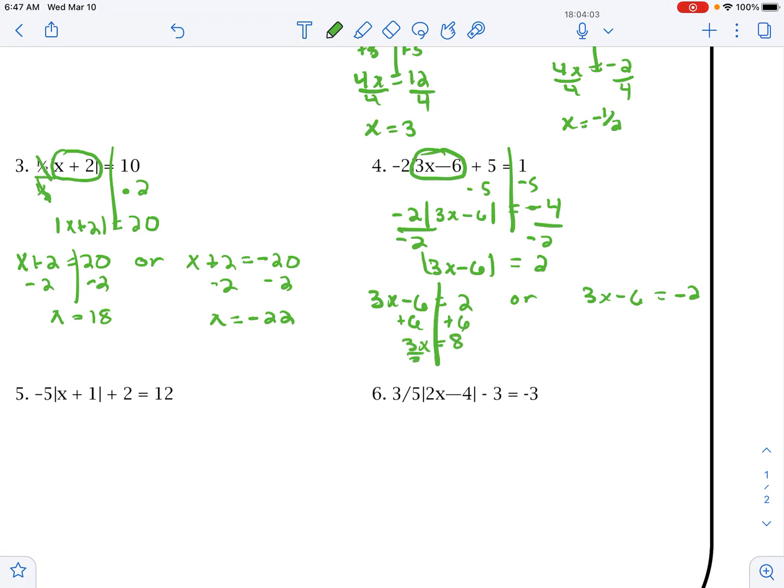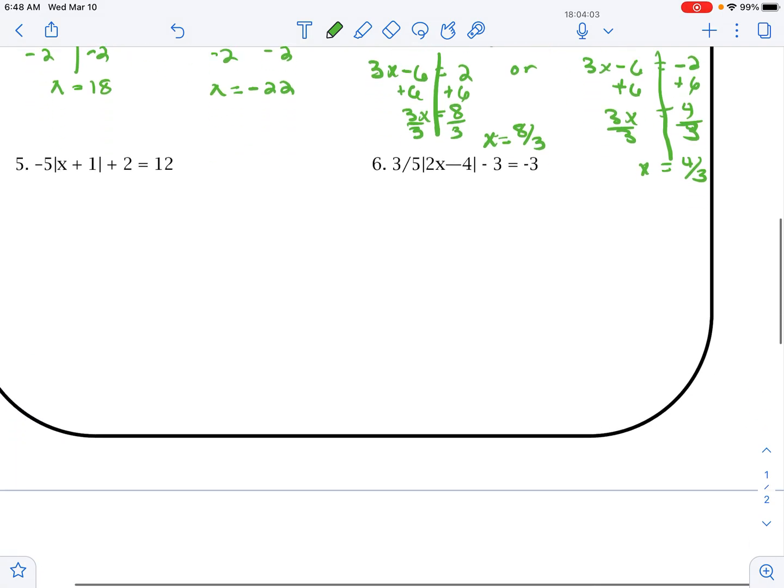So 3x is equal to 8. Now when you get to this, you can just leave it as x is equal to 8/3. Okay, so that's fine. And when you come to this, 3x is equal to 4. So you can leave this one, divide by 3. x is equal to 4/3. You could leave that as a fraction as well.